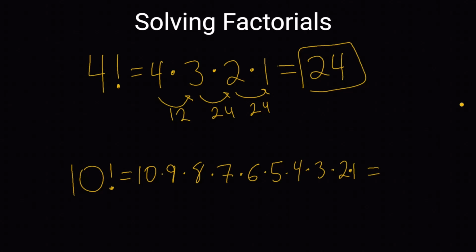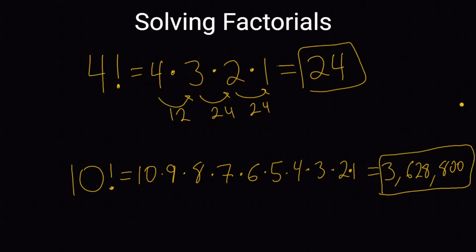Now this is where I would suggest using a calculator, because you can do this by hand, but multiplication will result in fairly large numbers. And this one gives us 3,628,800. So you can see just the small difference between 4 factorial to 10 factorial. And look at the large difference in the answers.